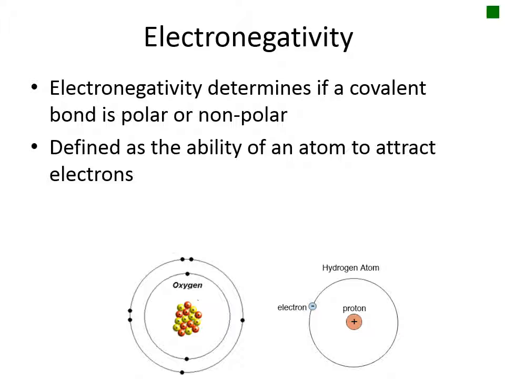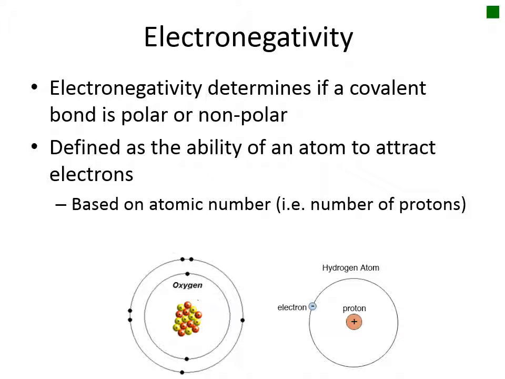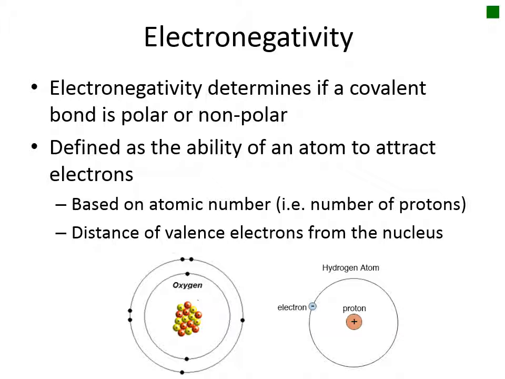Electronegativity is based on two factors: the number of protons in a nucleus and the distance the valence electrons are from the nucleus. Remember that protons have a positive charge while electrons have a negative charge, and opposite charges attract. This means the more protons in an atom's nucleus, and the closer to the nucleus the electrons are, the more protons will be pulling on those shared electrons.